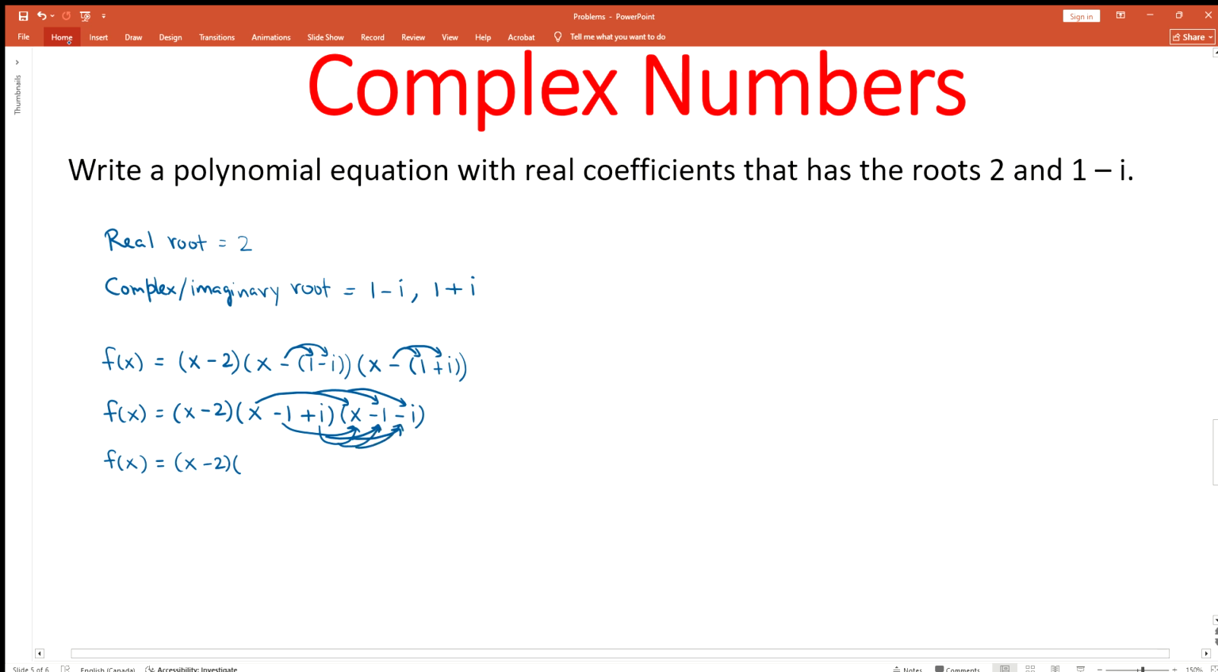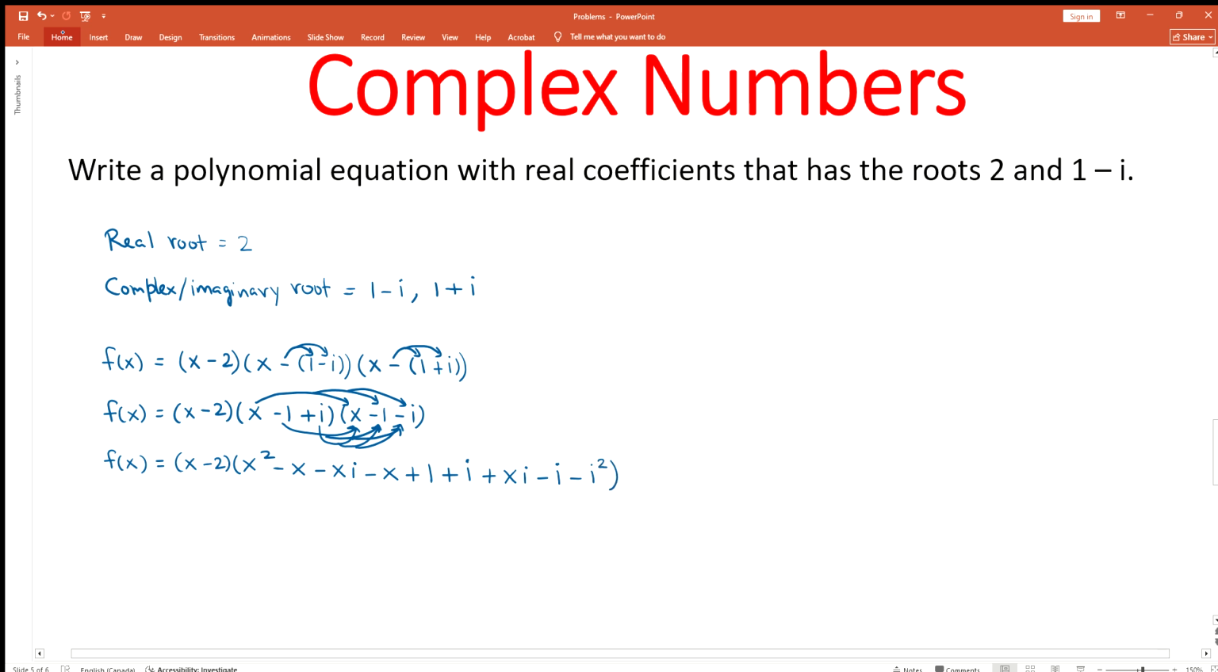I get x squared minus x minus xi minus x plus 1 plus i plus xi minus i minus i squared.